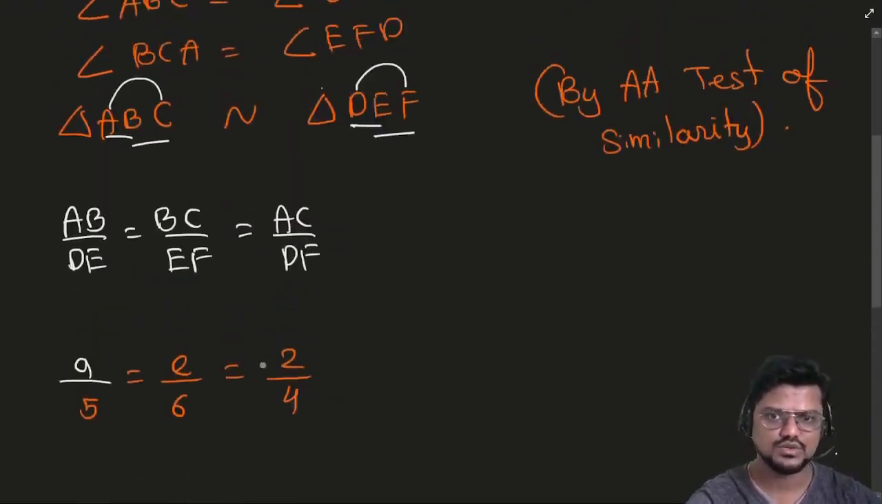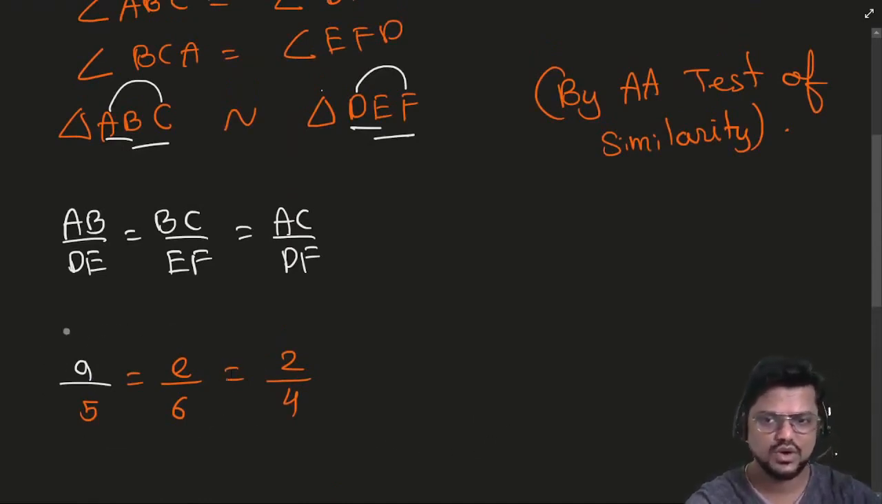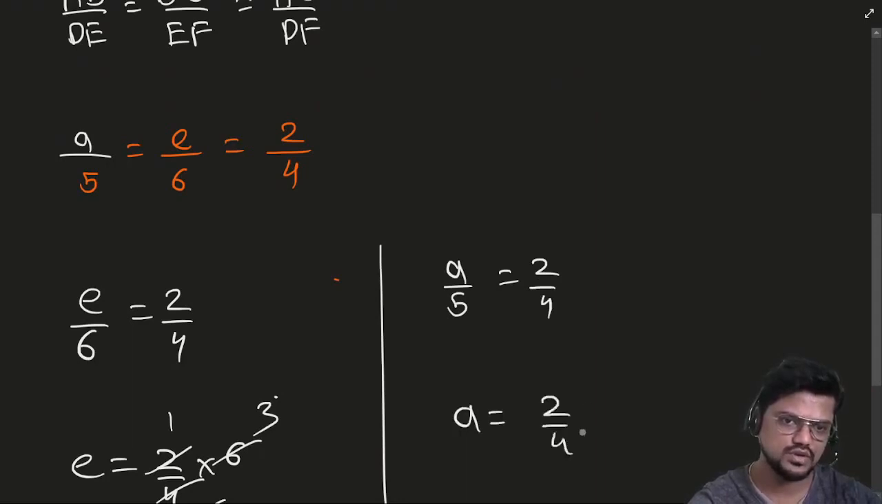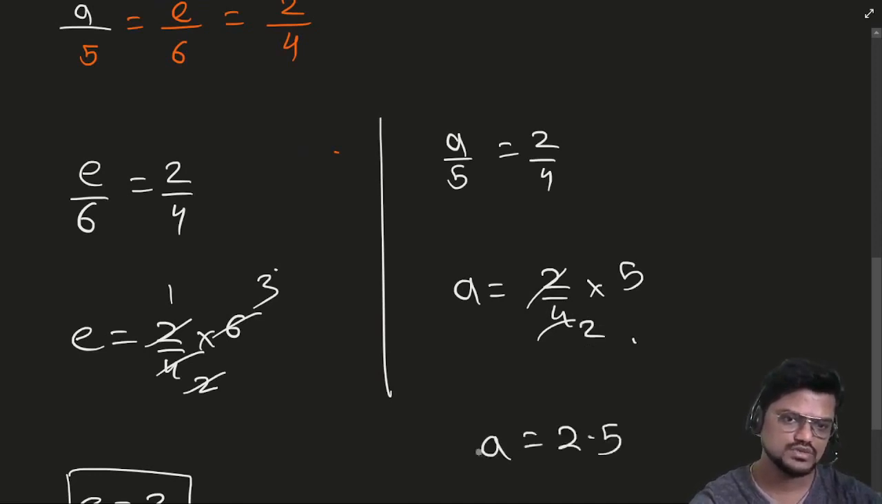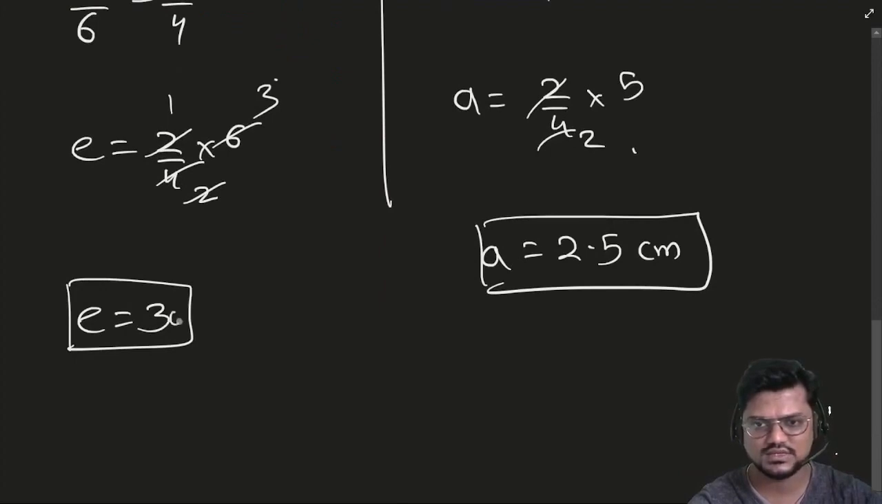Fine. Also, if you take these two equations, A upon 5 is equal to E upon 6 or A upon 5 equals 2 upon 4. You can take any one. So if I take A upon 5 equals 2 upon 4, what do I get? The value of A as 2 upon 4 into 5. 2 5s are, you can cancel. So 5 upon 2 is 2.5. So the value of A is 2.5 centimeters and the value of E is 3 centimeters.